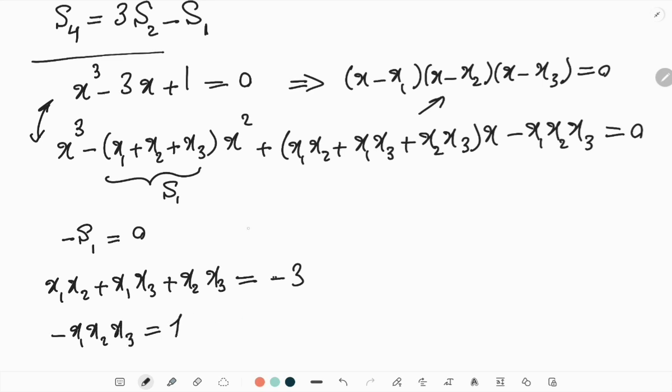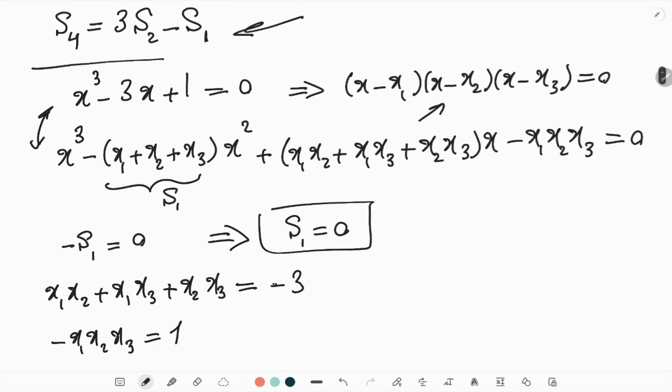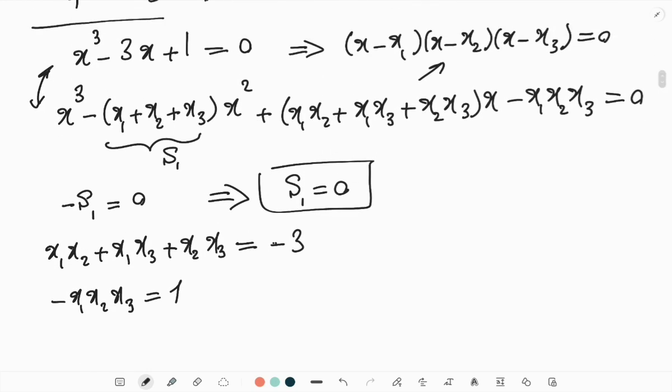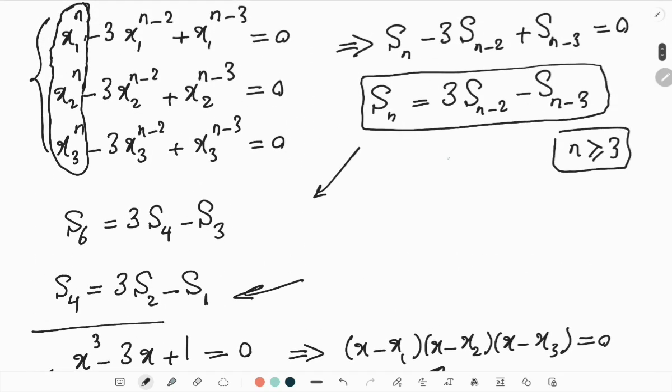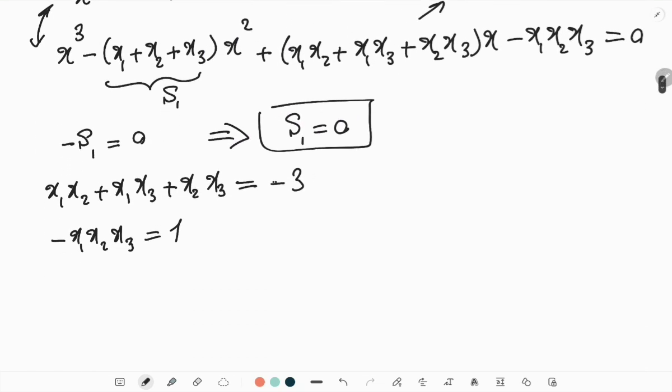Okay, at least I got this one. S1 must be 0, and this was also what I was looking for here, right? So it definitely helps me there. And I just need to find S2. Okay, I cannot use this equation here to find S2. Why? Because n should be greater than or equal to 3. But maybe actually I can find S2 in a different way.